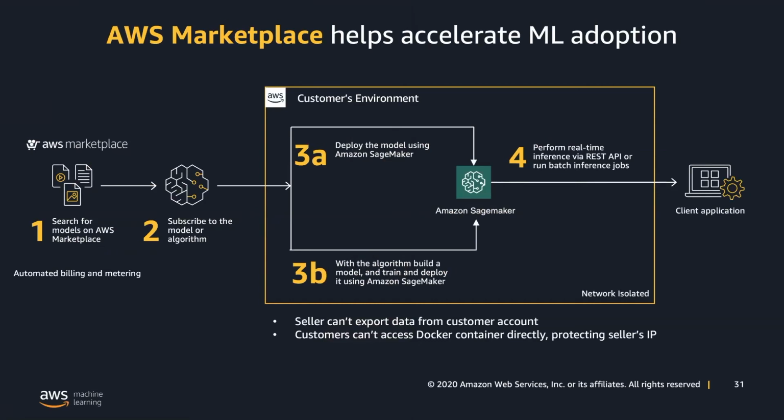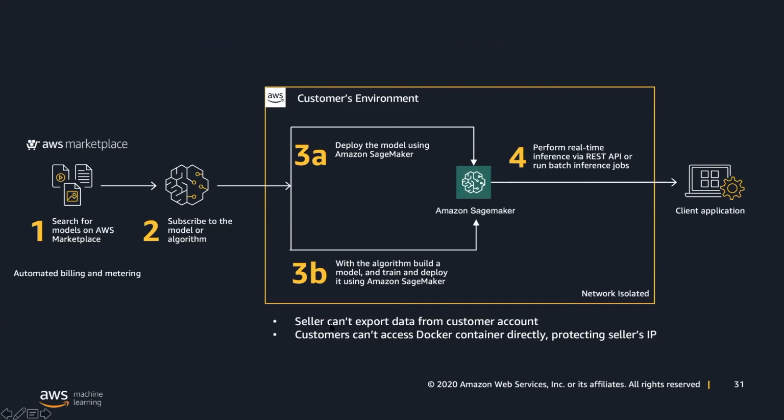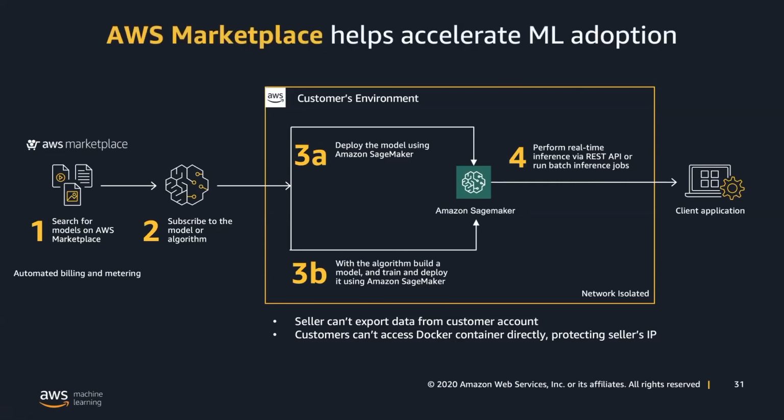You can then run it directly, or use that algorithm to do some additional training. The way this works is the customer cannot access the Docker container directly, but there's documentation that the seller provides on what modifications you can make and what you can't do. It also protects the seller's IP, because the customer does not have direct access to the inner workings of these algorithms. And they generally run in a network isolated environment, so you can set it up such that your model container doesn't even talk to your VPC and your private data. So it also protects you in that sense.